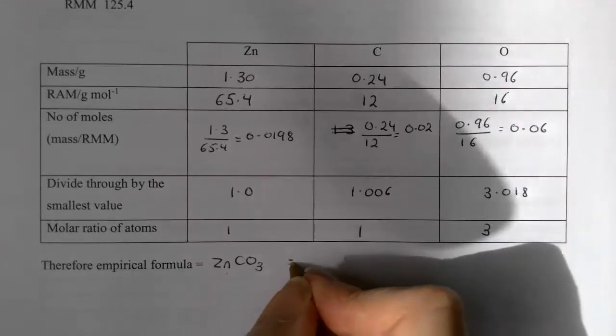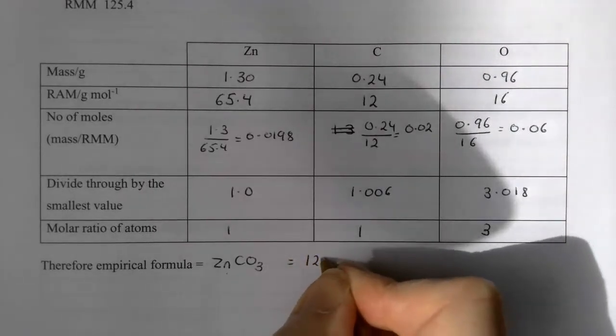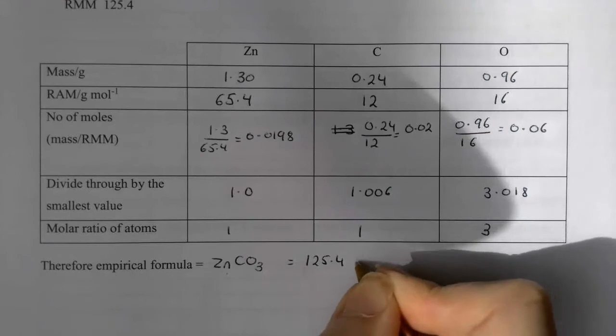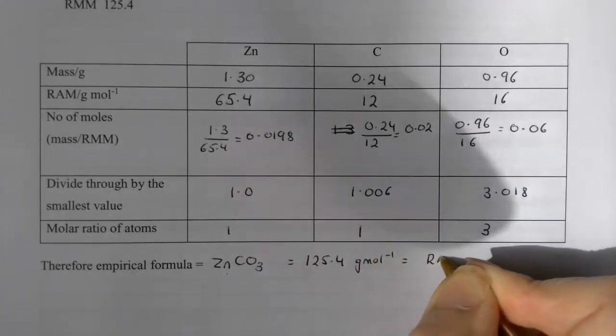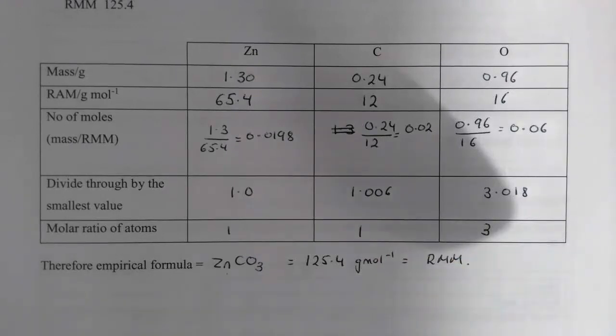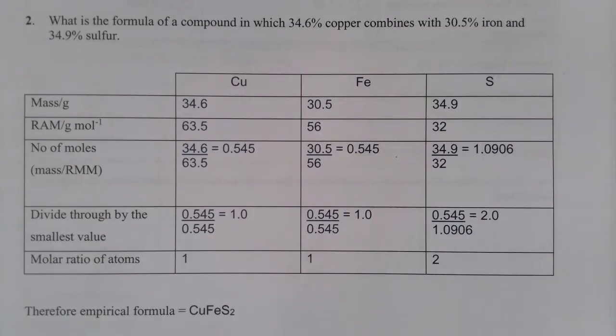So empirical formula mass equals 125.4 grams per mole, which equals the RMM. Therefore the empirical formula and the molecular formula are the same. So very similar for this second example. This time I've got copper, iron and sulfur, and I get a 1 to 1 to 2 ratio. So therefore the empirical formula is CuFeS2.